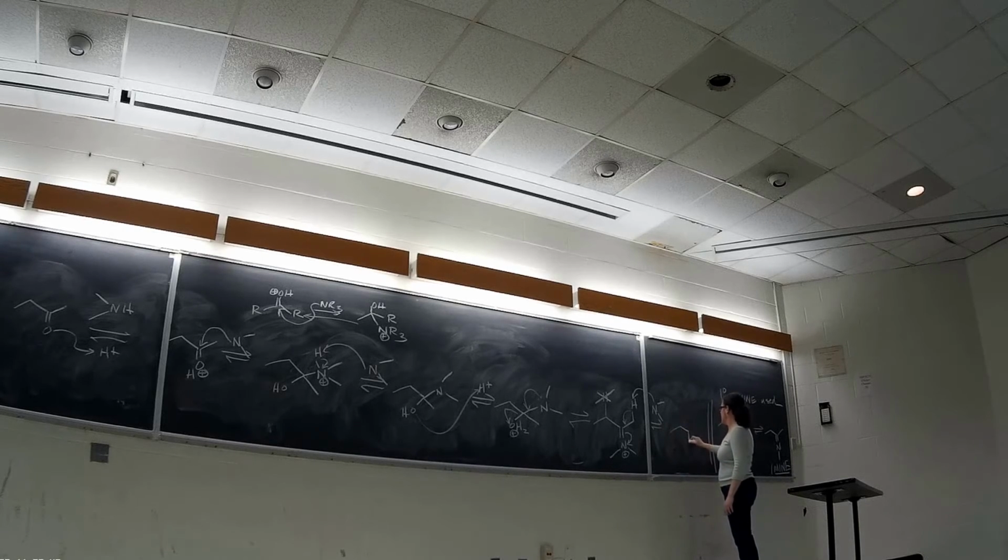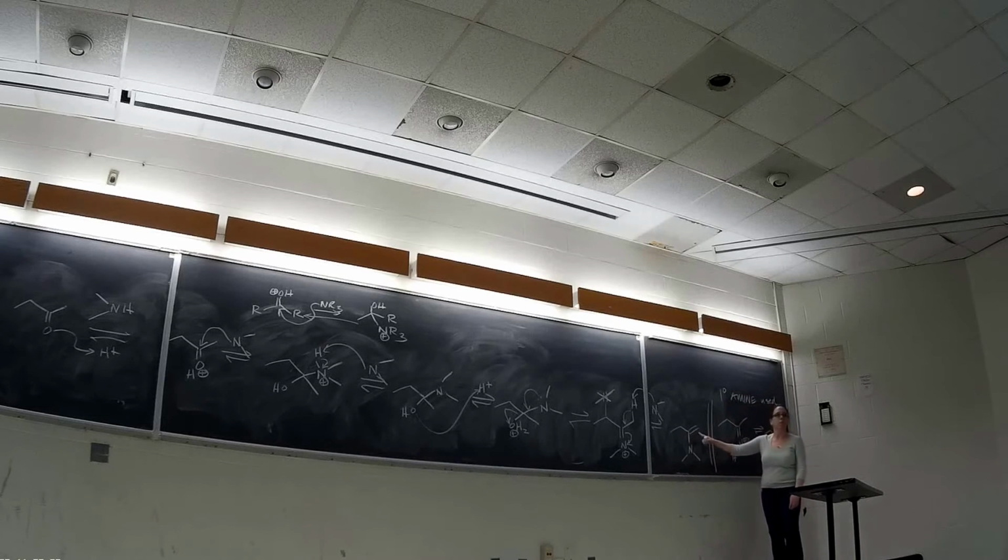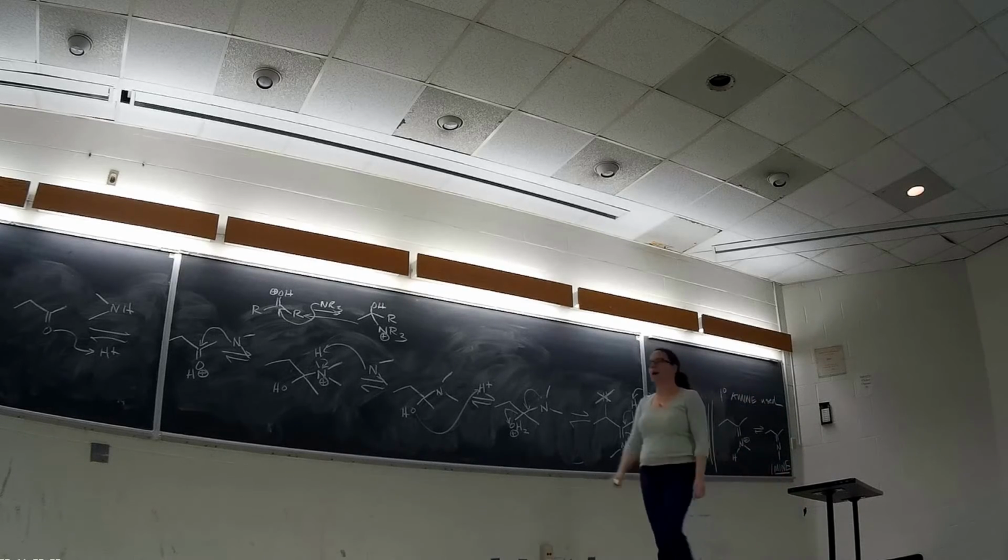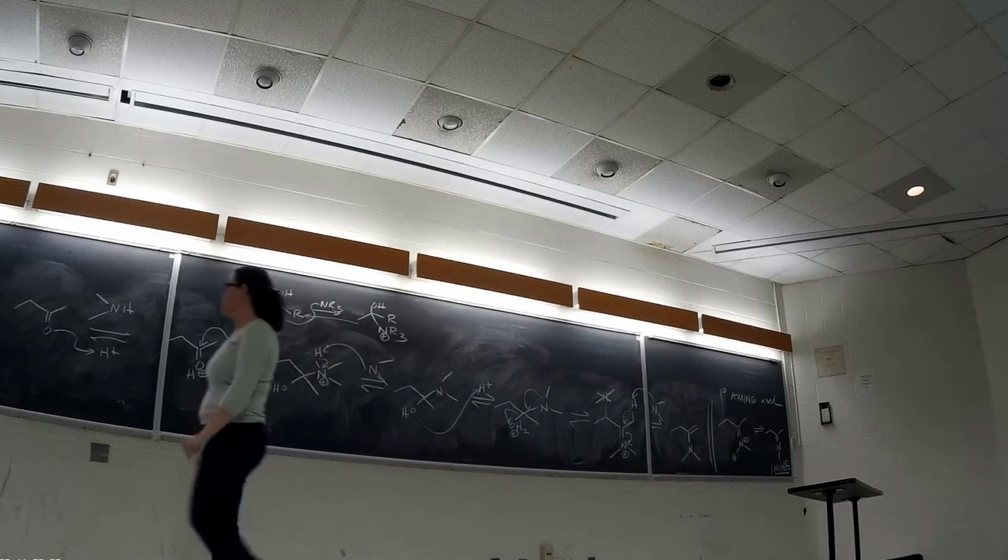And hence, in the end, I get this form. And this is what makes it an enamine, okay? It's a nitrogen attached to where the carbonyl carbon was.